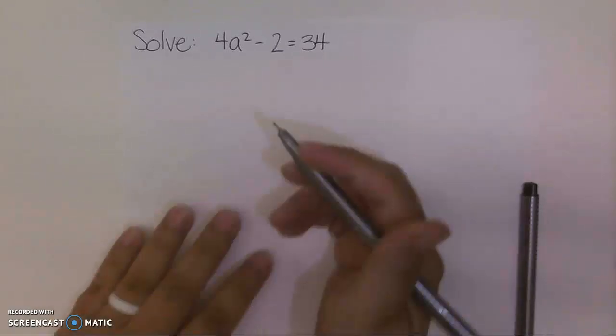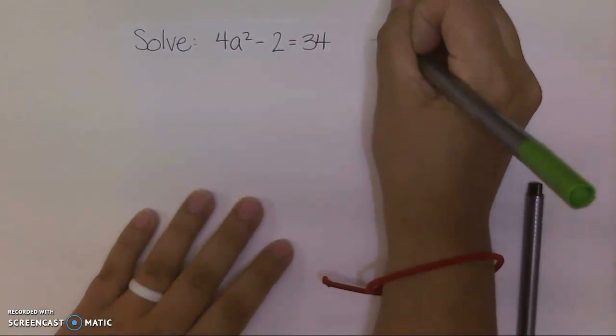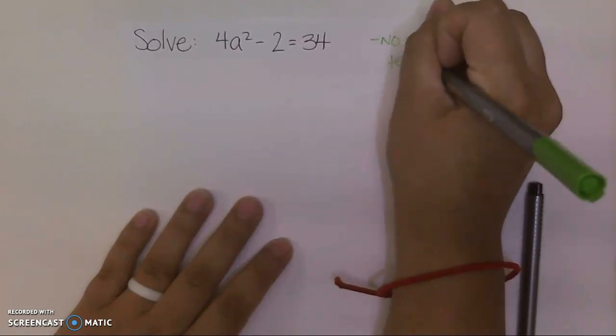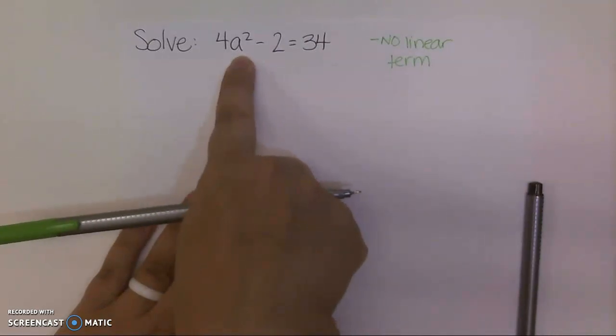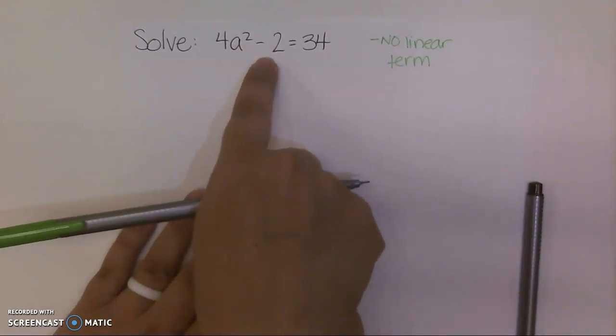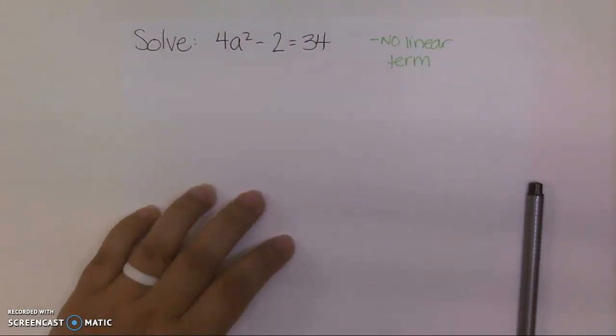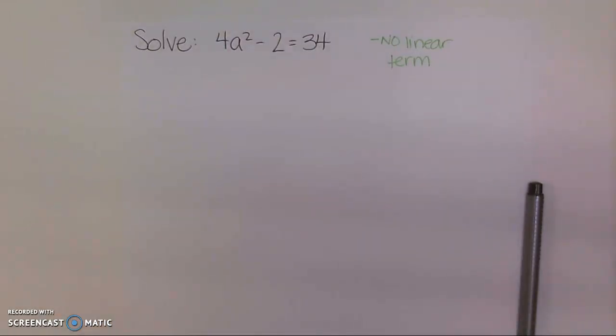This quadratic does not have a linear term. So there is no, in this case, a as my variable. There's no just a. There's an a squared term, but there's not a linear term. Because there's not a linear term, the best way to solve this is by square roots. In order to solve by square roots, we need to be able to get everything to one side and have just the a squared term by itself.